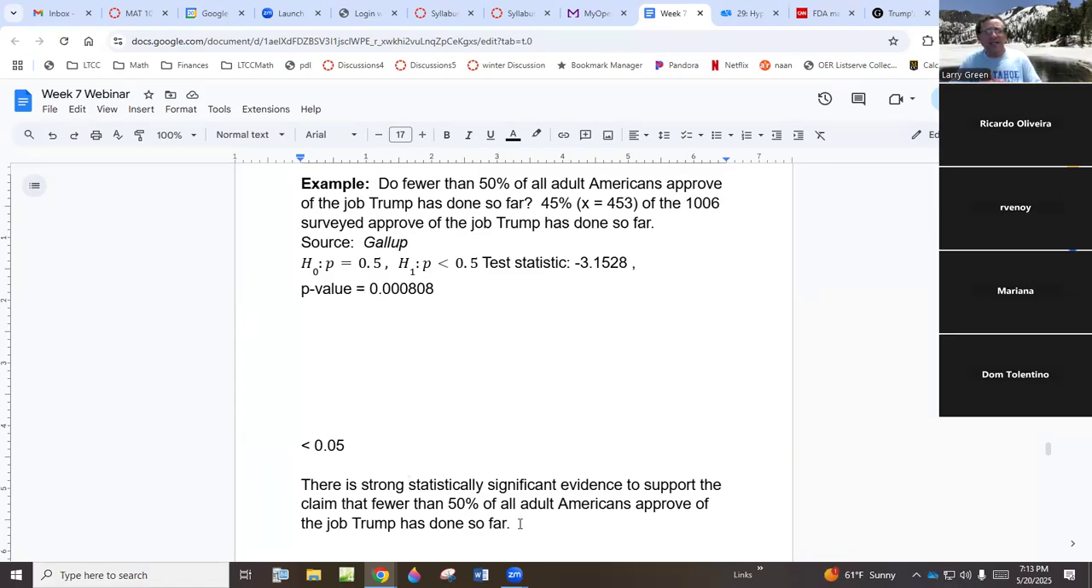Does that mean that definitely fewer than 50% of all Americans, all adult Americans, approve of the job Trump has done so far? Does that mean that? Because we have strong statistically significant evidence, can we just say, hey, fewer than 50%?